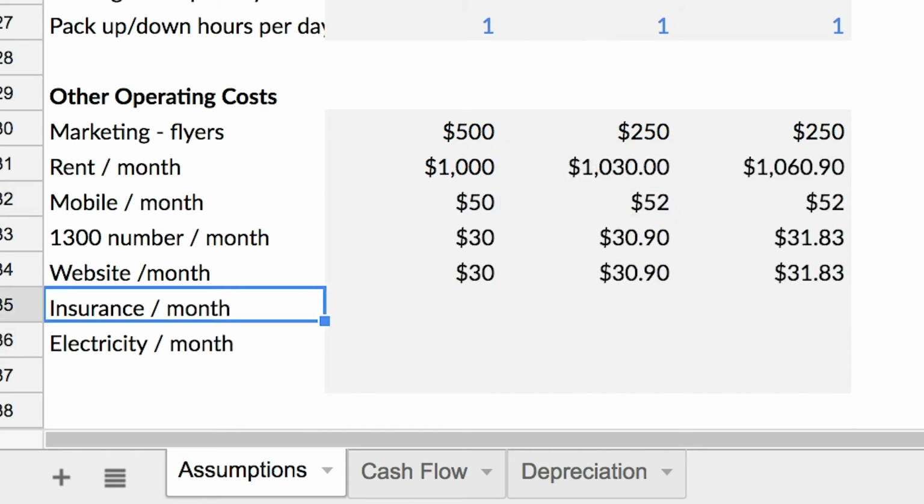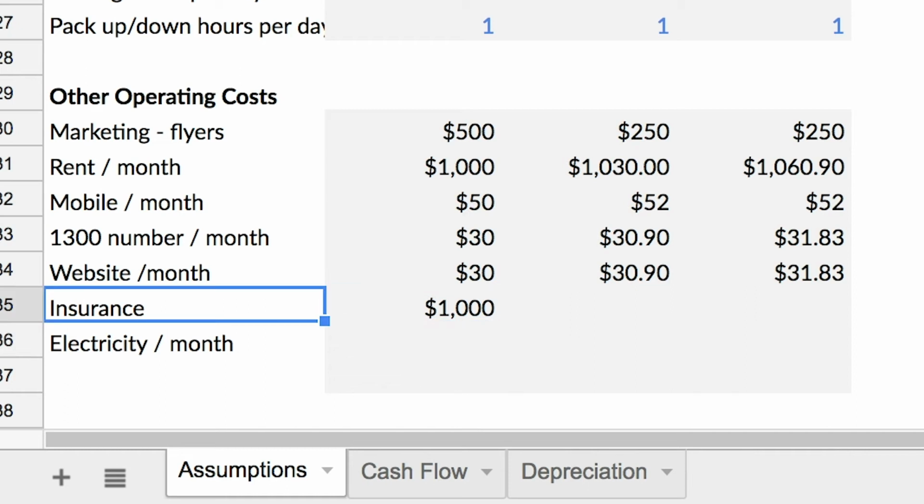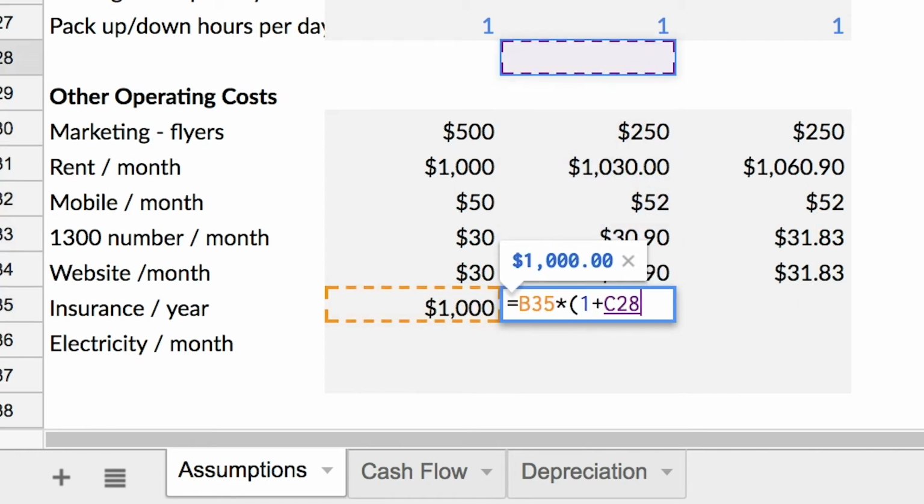And now we've come to insurance, and the insurance quote I've got is actually not a monthly cost, it's an annual cost. Typically insurance charges you per year, so let's assume our insurance is $1,000 a year, and let's just be very clear that it's a yearly cost. Right, so $1,000 a year, and we know that the insurance company is going to raise our premium. We're just assuming it goes up by inflation.